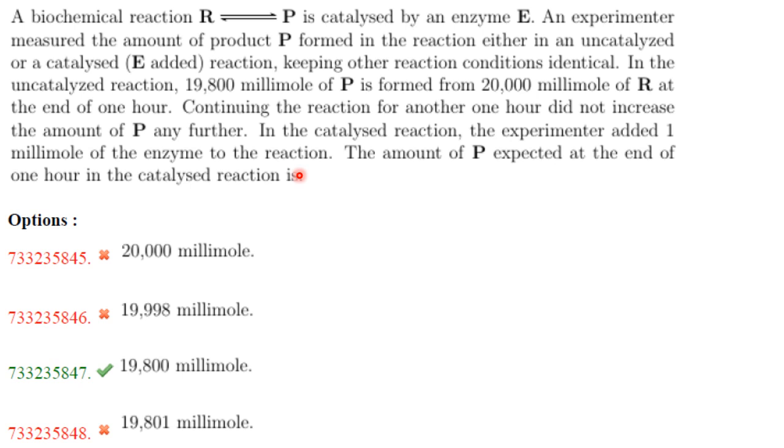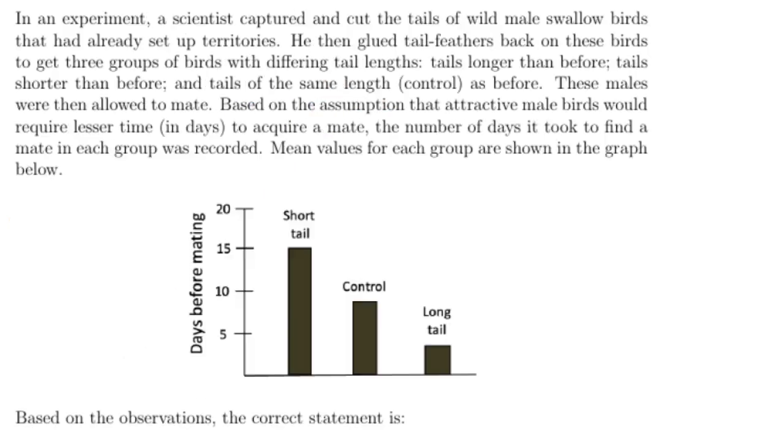So actually when you add enzyme to a reaction, it decreases the activation energy for the reaction and increases the rate of reaction. It does not increase the amount of product. So the amount of product remains the same in an enzyme catalyzed reaction also. So the amount of product that you will get in both the catalyzed and uncatalyzed reaction will be 19,800 millimoles. So the answer is option 3.